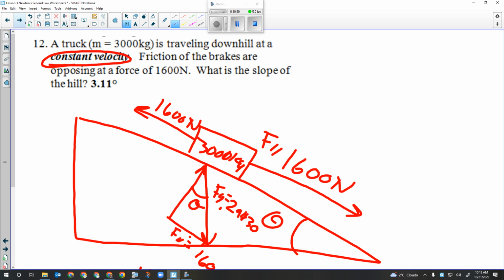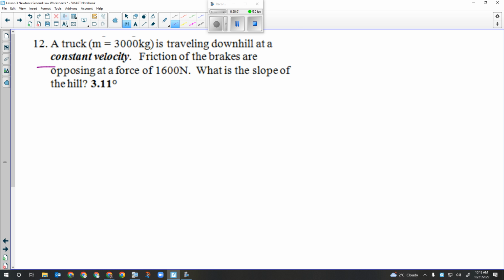All right. So the key words in number 12 are constant velocity. I'll give you a couple more minutes on number 12 before we go through that one. What do we got here? Yeah, we got like 10 minutes.